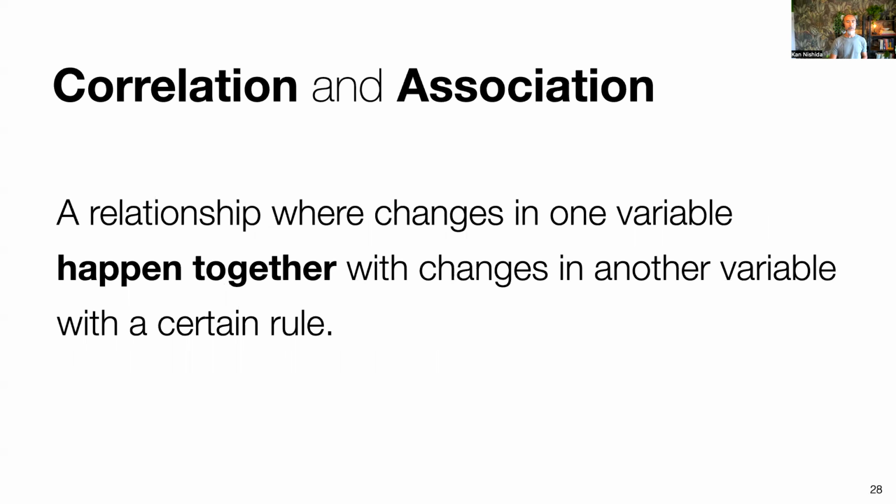The reason I use it, I'm going to explain a little bit later, but it's really a relationship where changes in one variable, in this case a variable, if you're not familiar with it, is just a column when you have table data, happen together with changes in another variable with a certain rule. So you expect those two things to move, not necessarily in the same direction, but in the same way, or same pattern, in both variables.